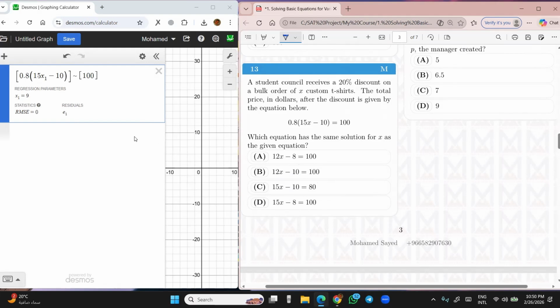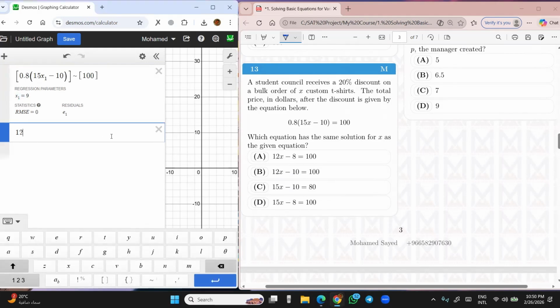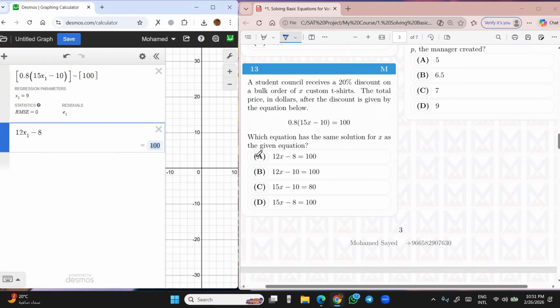Let's check 12x minus 8, but you need to write 12x1 because Desmos now does not know anything about x. It knows everything about x1 because it's already defined here. Minus 8. What is the result of this? It's 100, which makes letter A our correct answer.